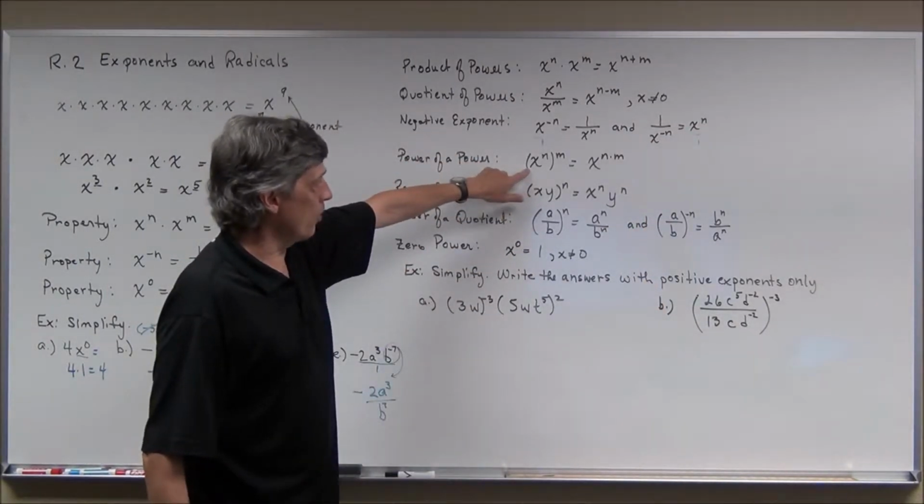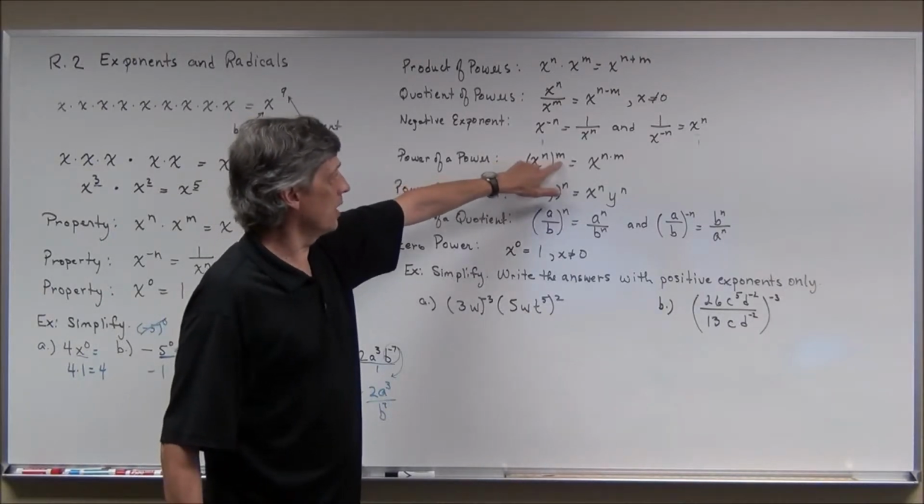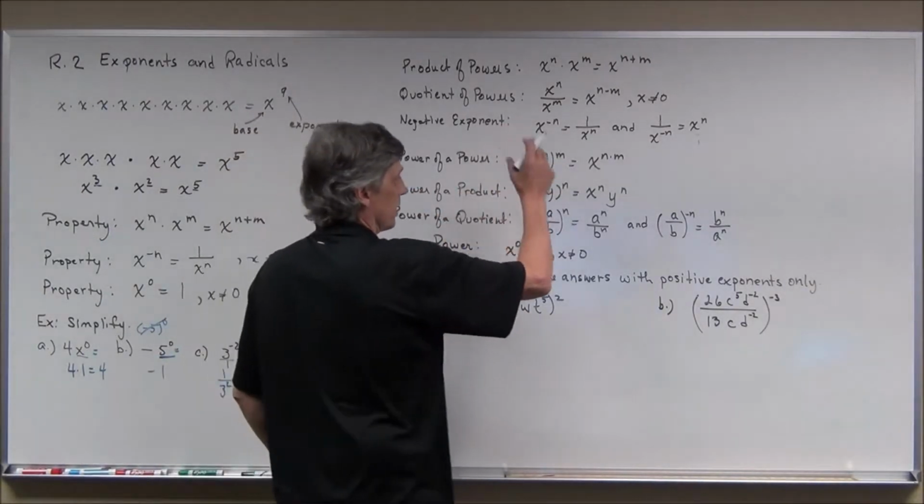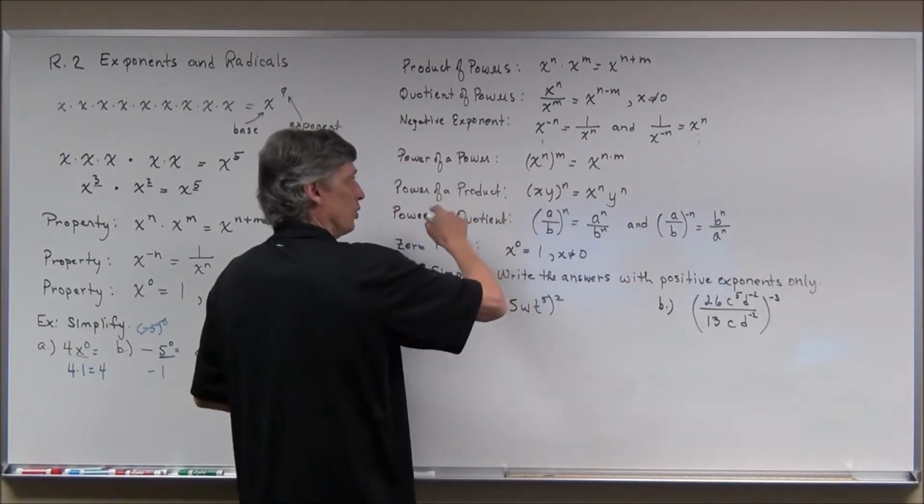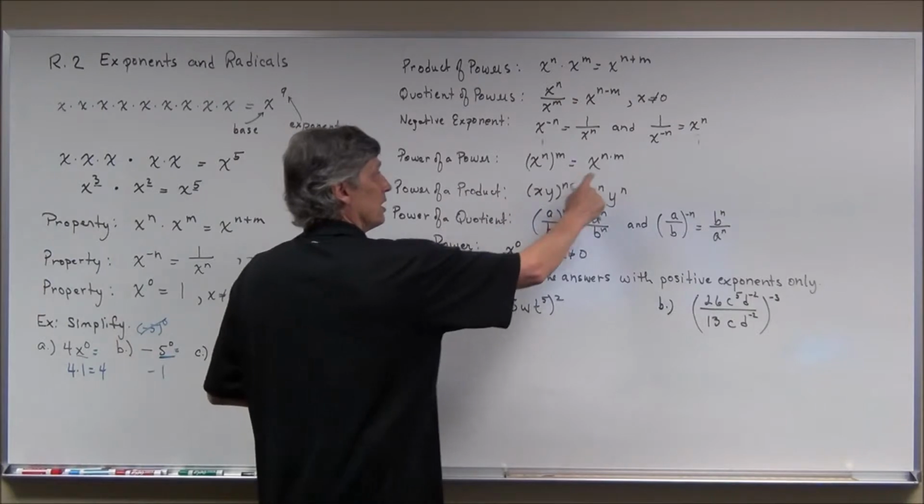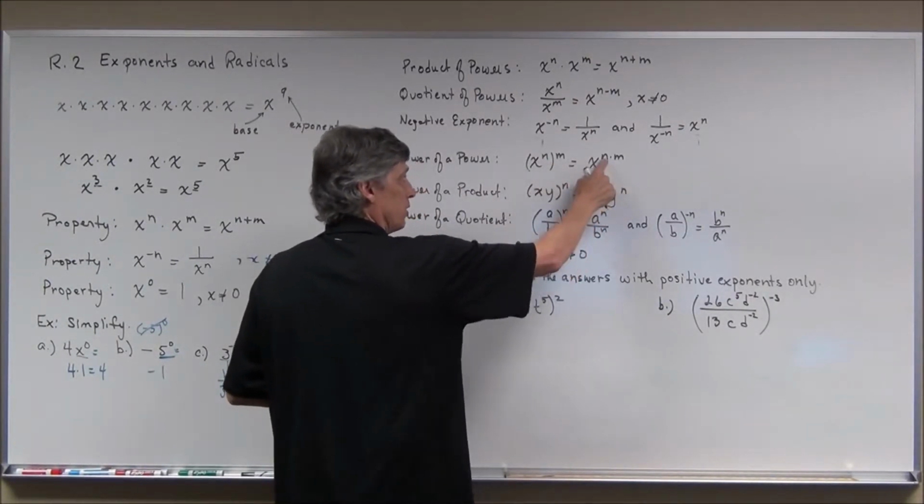Now, power to a power is used a lot, and all that is saying is x to the n, m times. You would have x to the n times x to the n times x to the n, m factors of that. And so you'd have m n's, and that would give you the product of the 2 exponents here, x to the n times m.